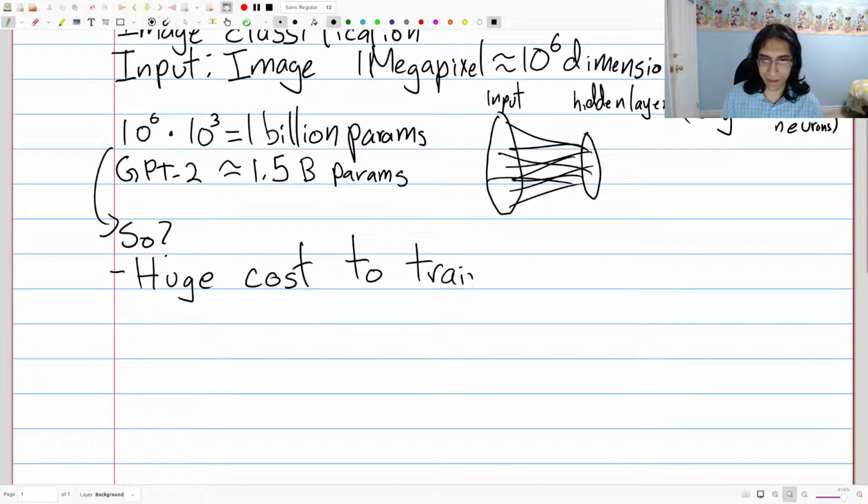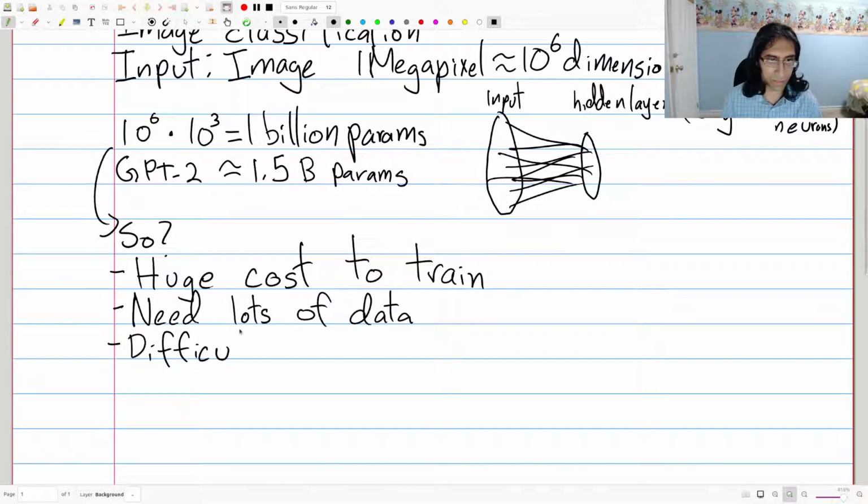It would be a huge cost, both in terms of time as well as money. It would probably need lots of data, because when you have such a big model with so many parameters, often you need much more data in order to be able to optimize. There are also related difficulties with optimization. It might be hard to get to any sort of good solution.